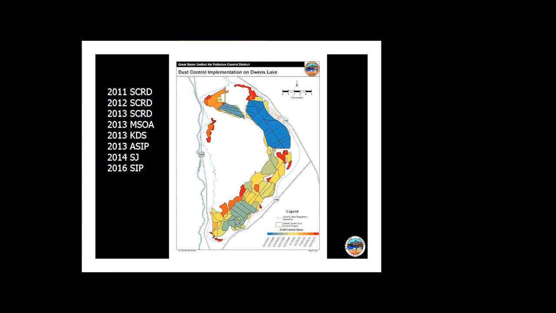There's the center of the lake. There are no controls required for that area. DWP actually does not need to ever control those areas as part of the stipulated judgment. It's the brine pool. That's what's left of Owens Lake. There's still water there, around the edges of the lake. A lot of that area is naturally controlled with vegetation and seeps and springs.